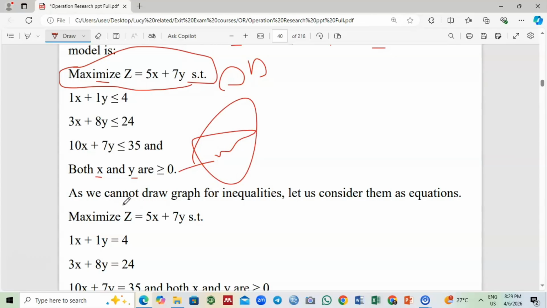As we cannot draw a graph for an inequality, let's consider them as an equation. Maximize z = 5x + 7y with the constraints.